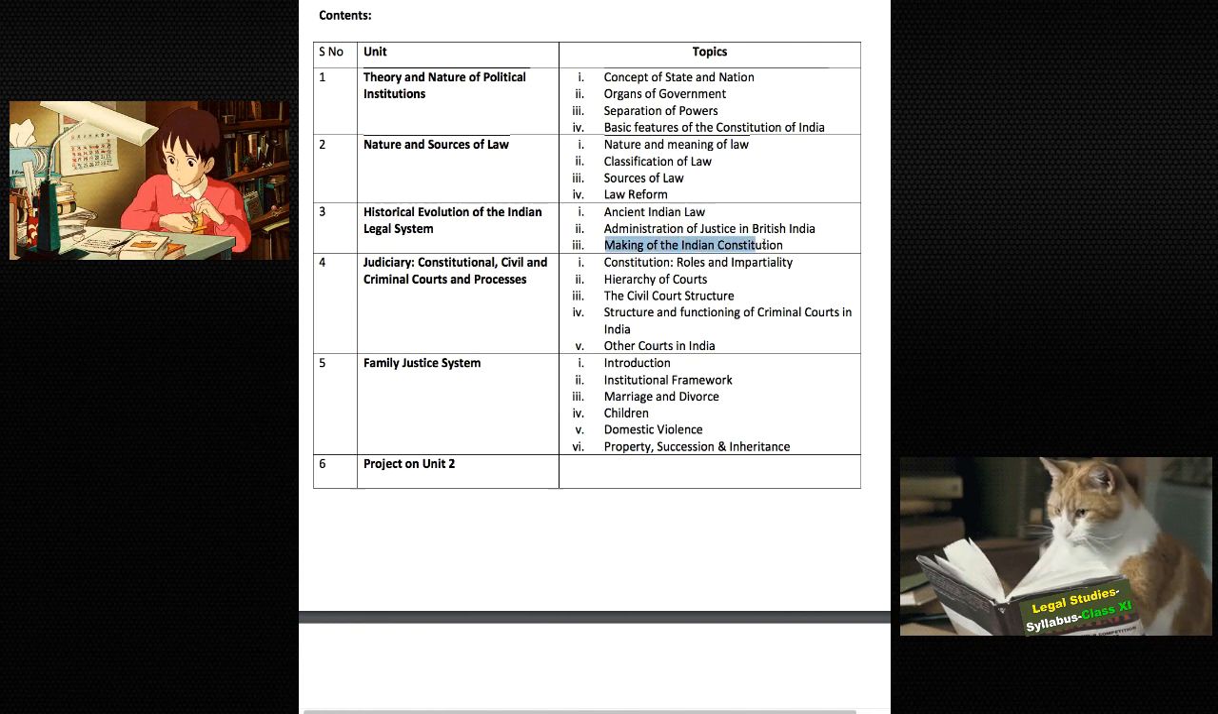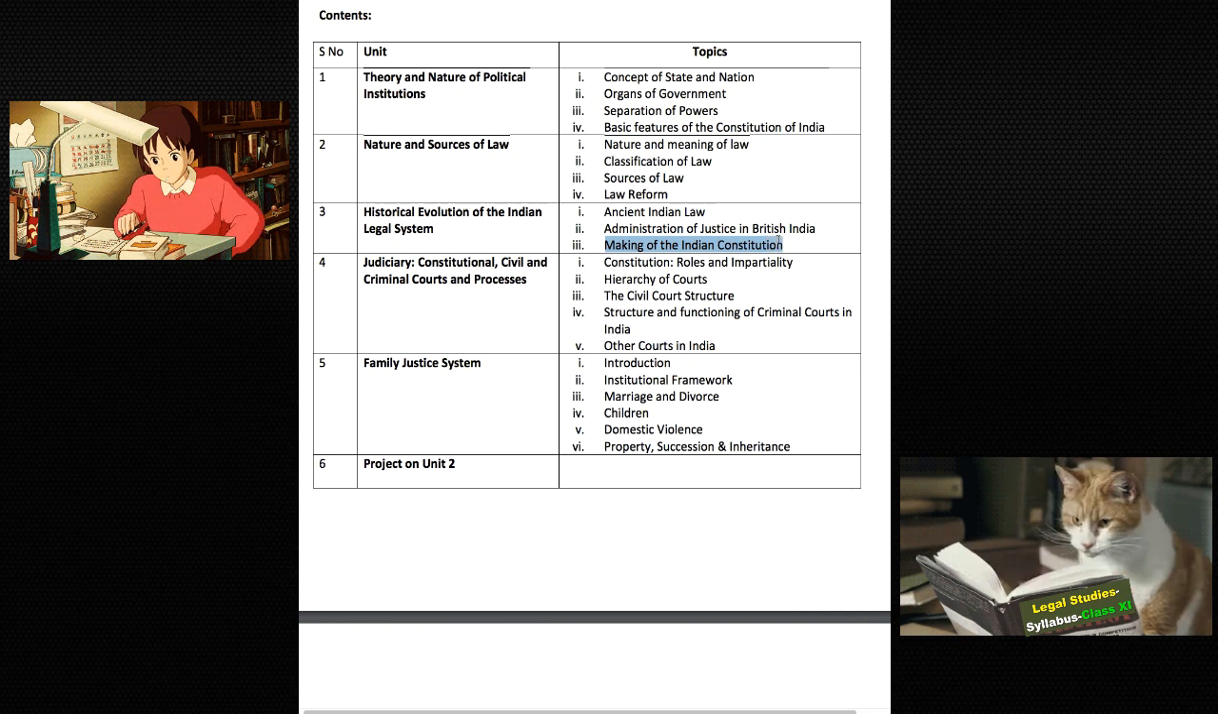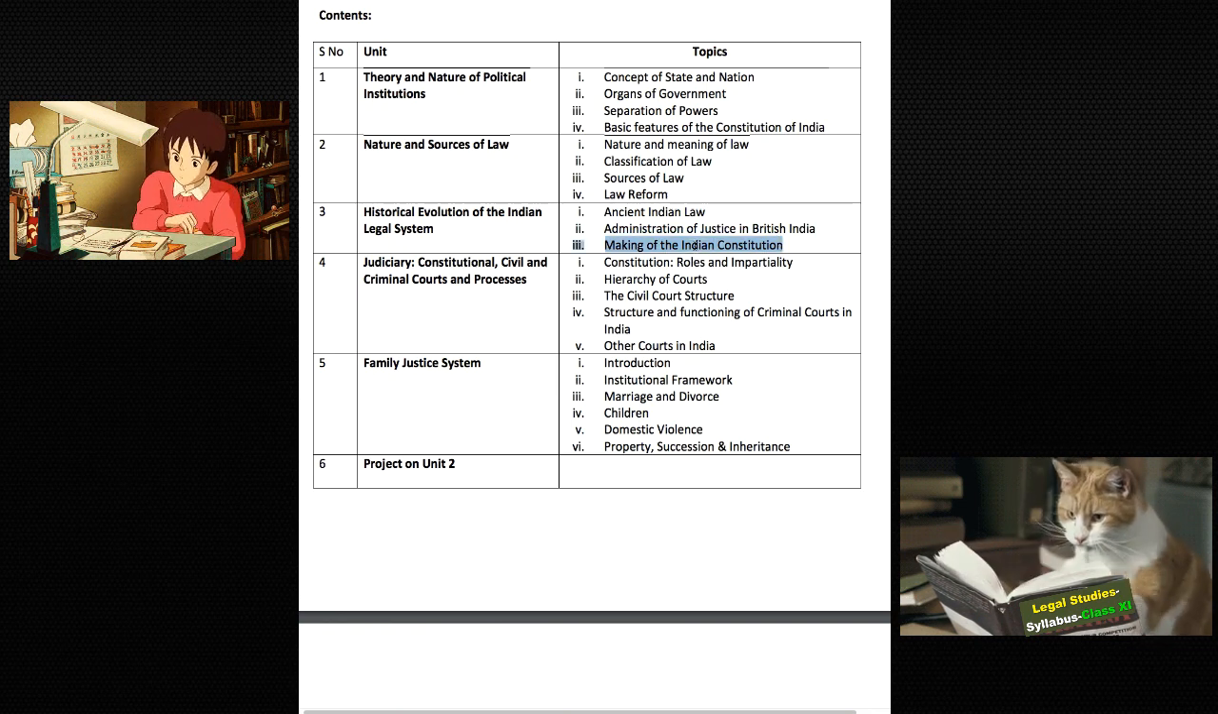Making of the Indian Constitution. We will see how the Indian Constitution is drafted and what are the relevant provisions for an individual. Though the constitution itself is very important because it is the supreme law of the land, nonetheless, being a citizen, what are the things that you have to know? So we will focus on that.